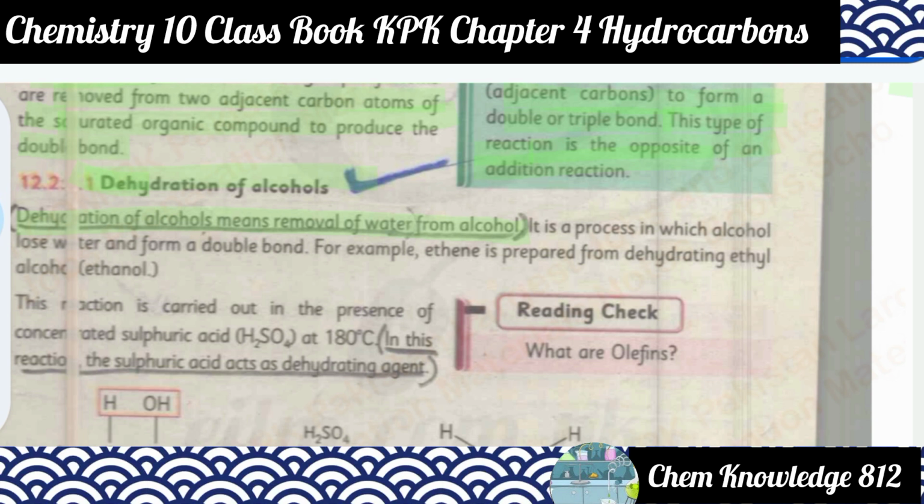If the human body loses water in the form of sweating, we can say this is dehydration. It is the process in which alcohol loses water and forms a double bond. For example, ethene is prepared from dehydrating ethyl alcohol or ethanol. So ethene is prepared from ethanol by the dehydration of ethanol.